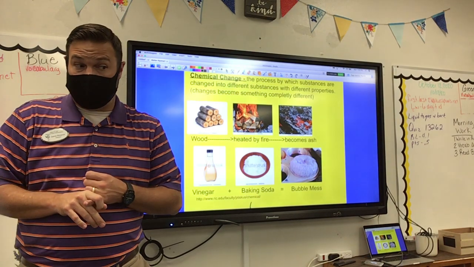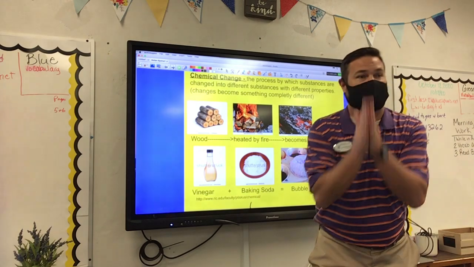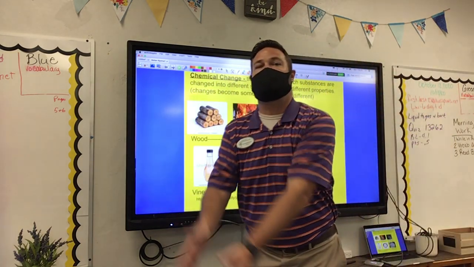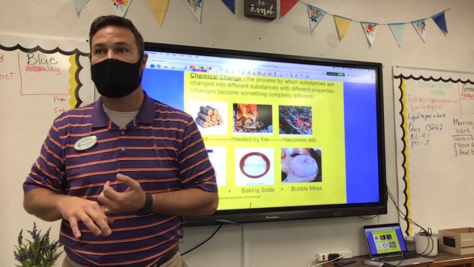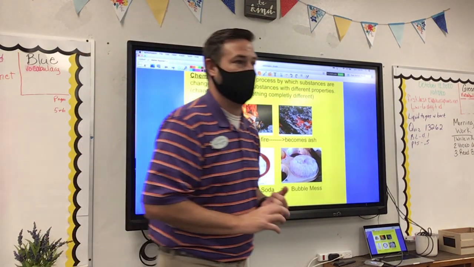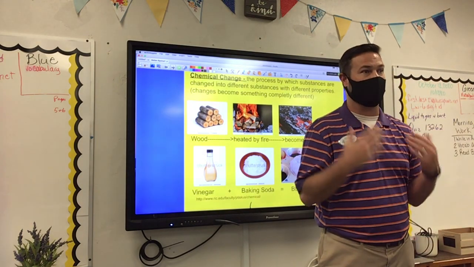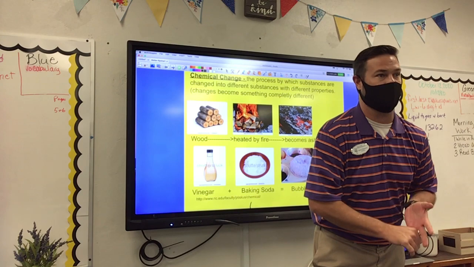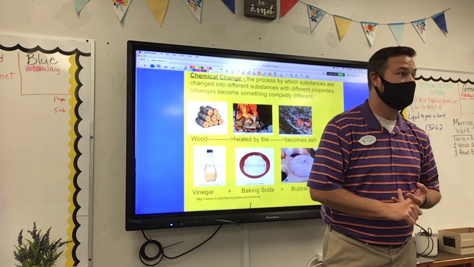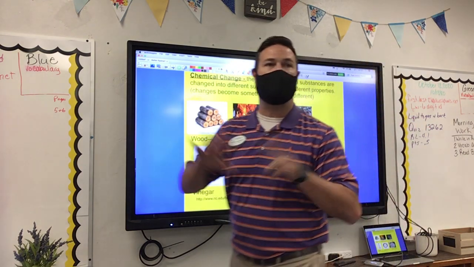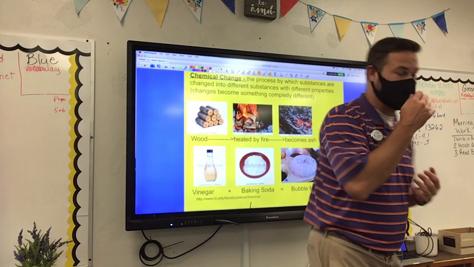Color. Did it change color? I don't care if it changes color. If it goes from silver to brown, if it goes from green to orange, if it changes color, it's a chemical change. What else? Heat. If it changes temperature. If I burn it, if I stick it in the fire and it burns, or I stick it in the oven and it burns or heats up, that's a chemical change. And finally, if it makes any kind of bubbles, foam, fizzing, anything with gas, it is a chemical change.